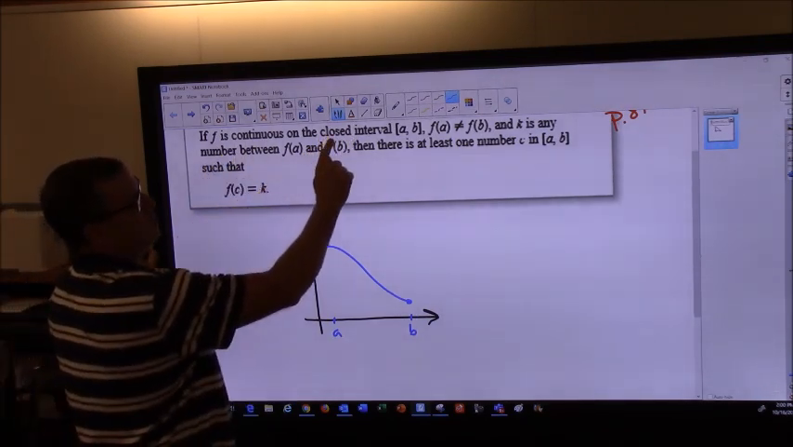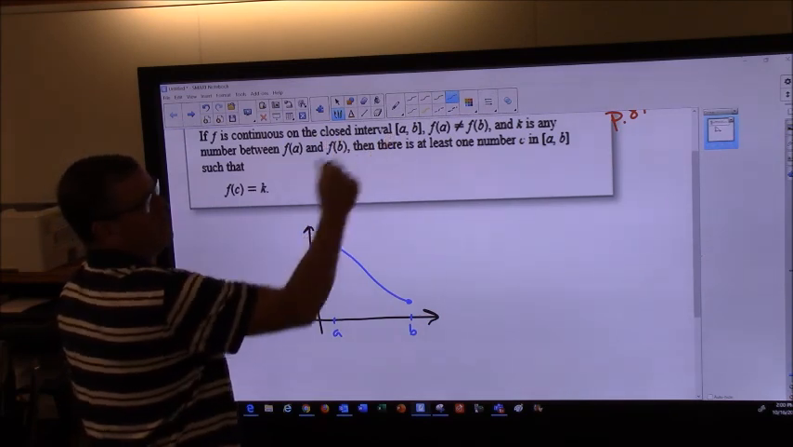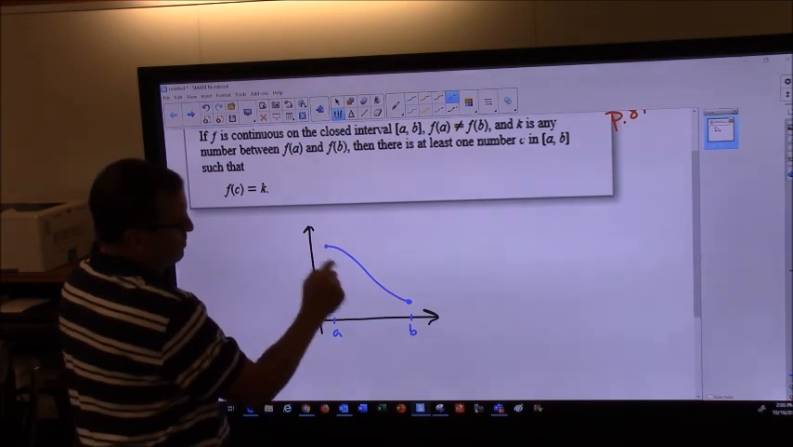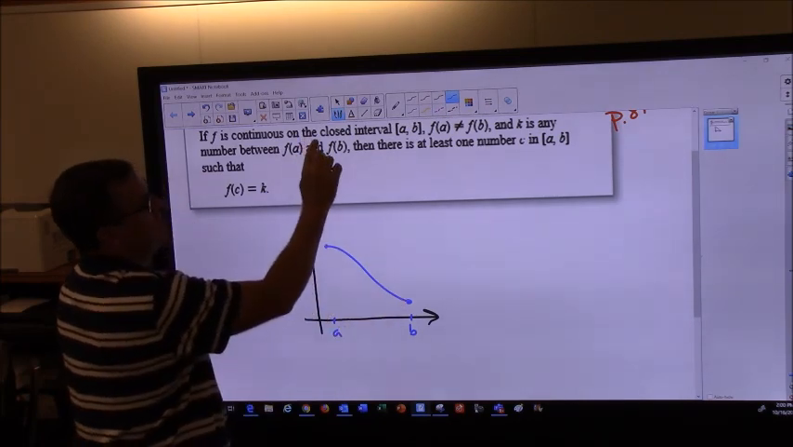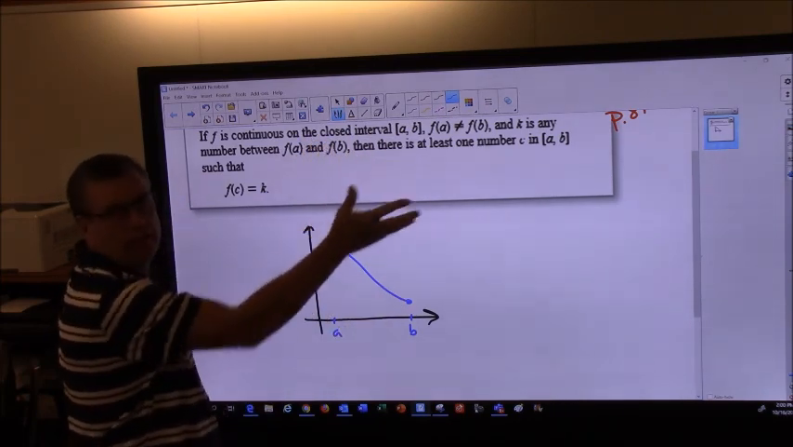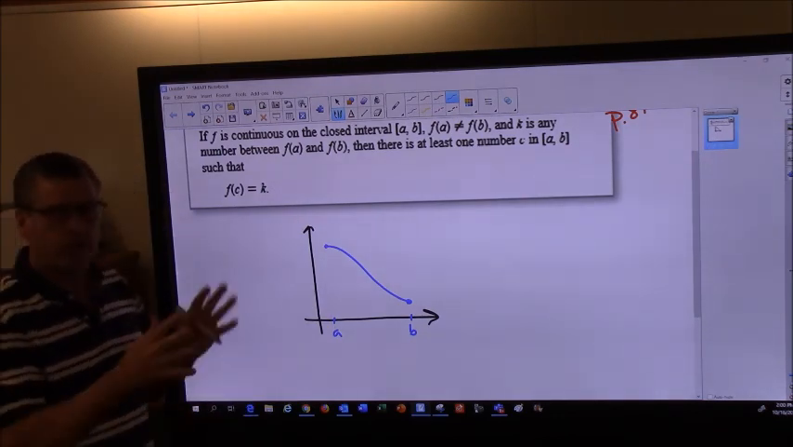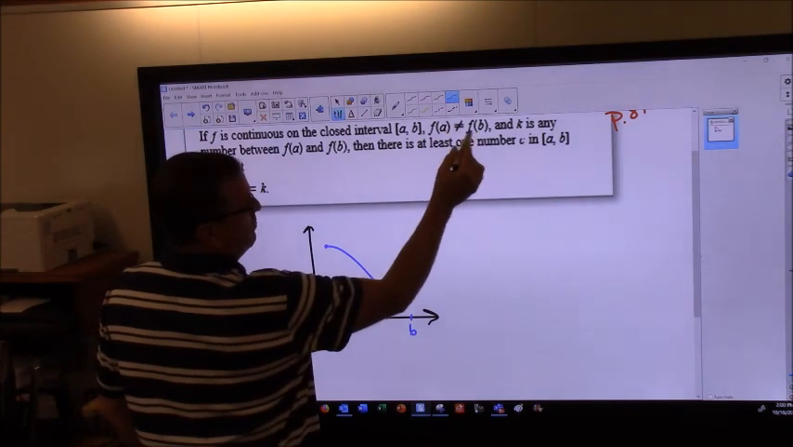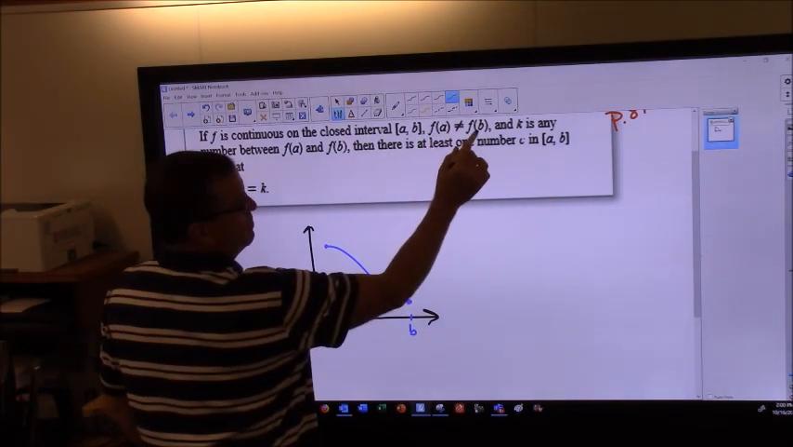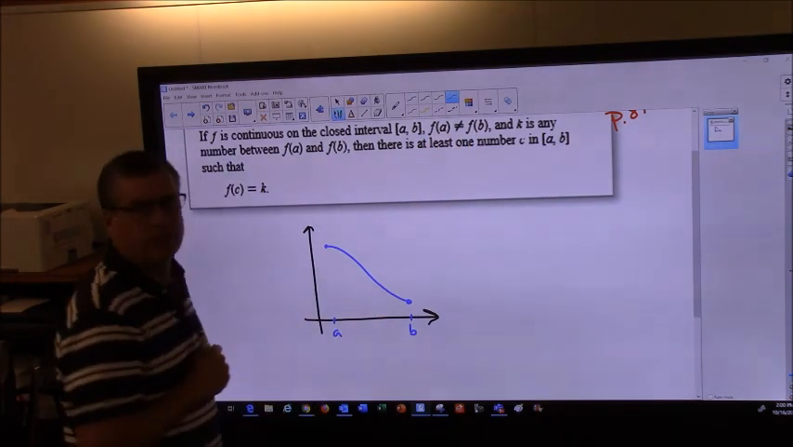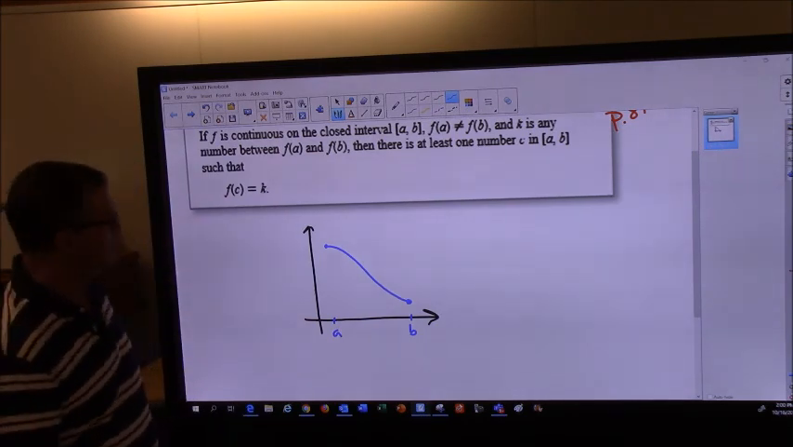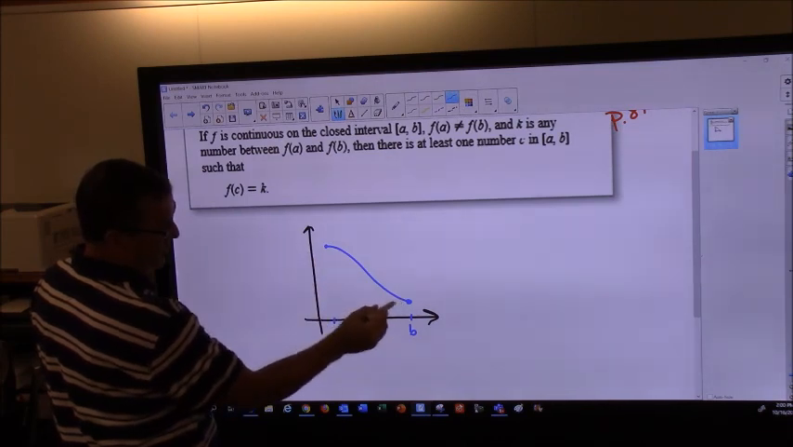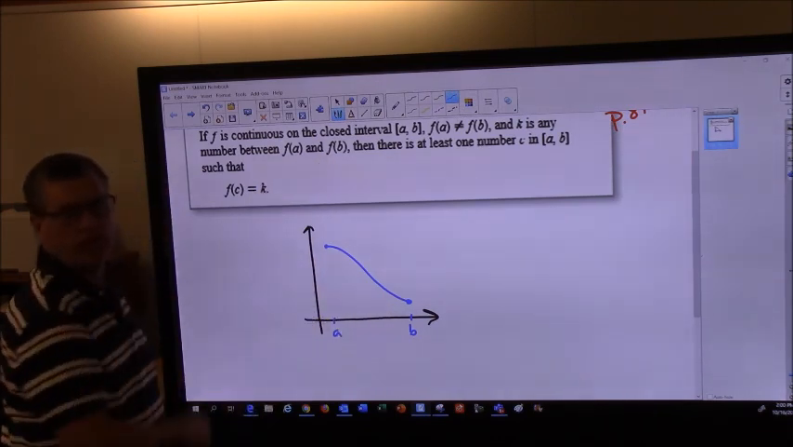So the word closed just means it includes the endpoints a and b. If I was to put parentheses here and open circles, then I would refer to this as the open interval a to b. Okay? So we're including the endpoints. And f of a does not equal f of b. That just means this y value does not equal this y value. Right? F of x means a y value. So yeah, this y value right here is not equal to this y value, so we're okay, we're following the rules.